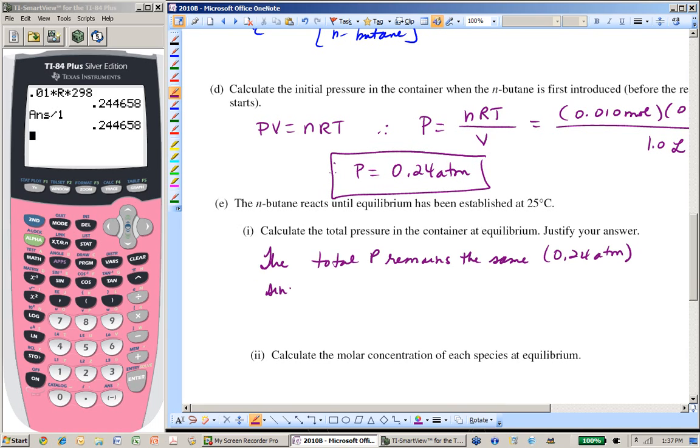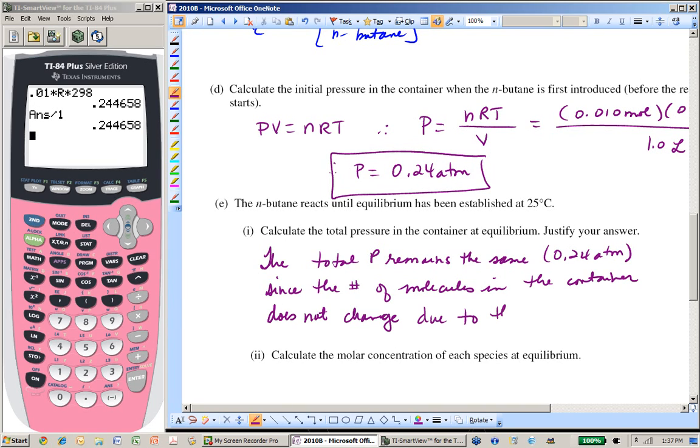Since the number of molecules in the container does not change, due to the 1 mole to 1 mole ratio.